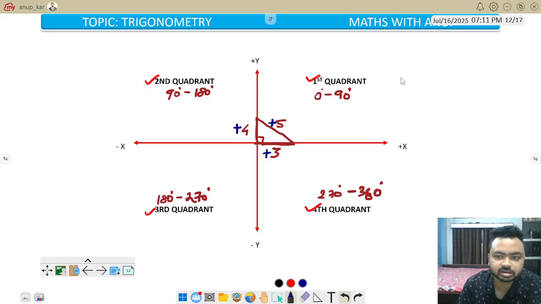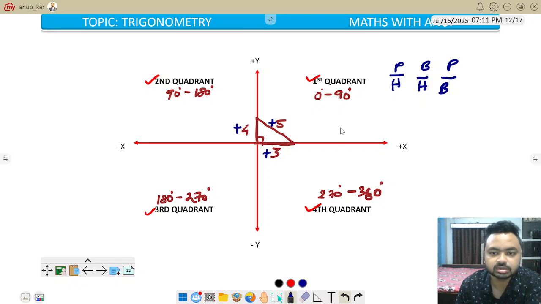So if I take the trigonometric ratios, Pandit, Bhola, Prasad, Hari, Goli, obviously all of the values will be positive. So here we say that all are positive.